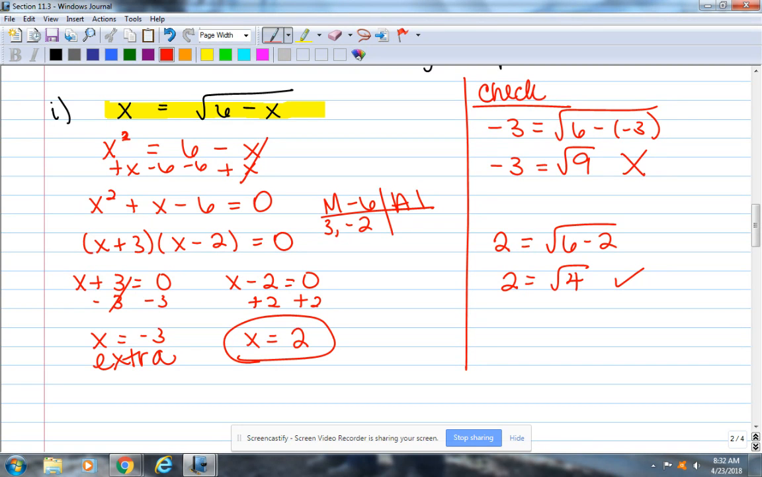Now don't scribble it out because I'll need to, on a quiz, see what number you got to start with. But let me know it doesn't work. So this one we got a real solution of 2, and then we got an extraneous solution of -3, because -3 did not check out in the original problem.